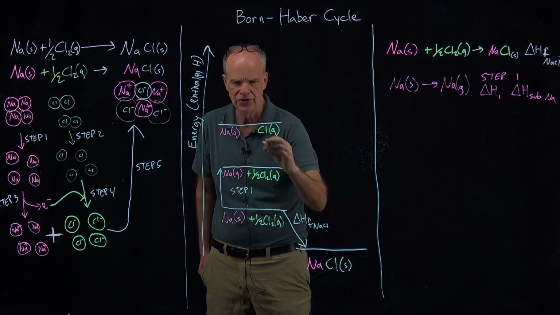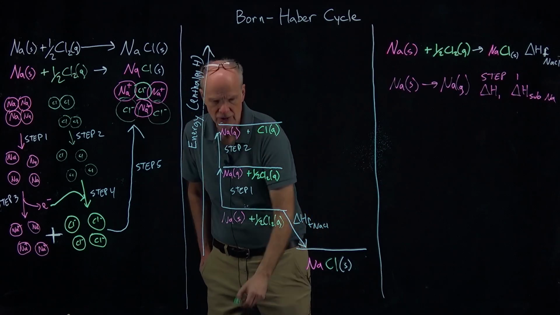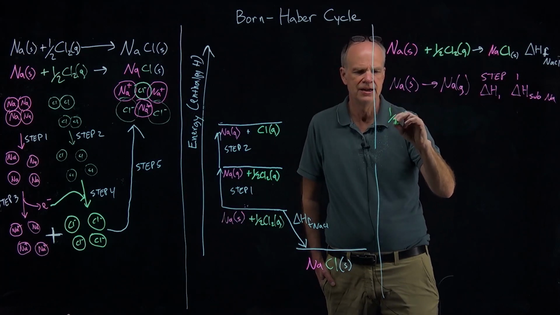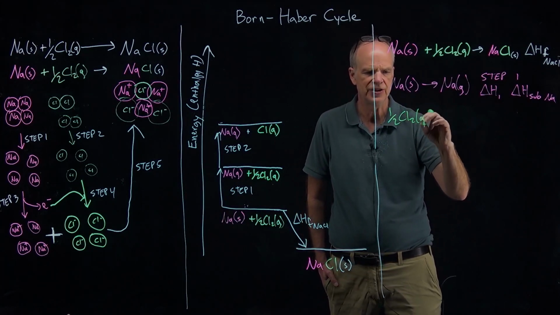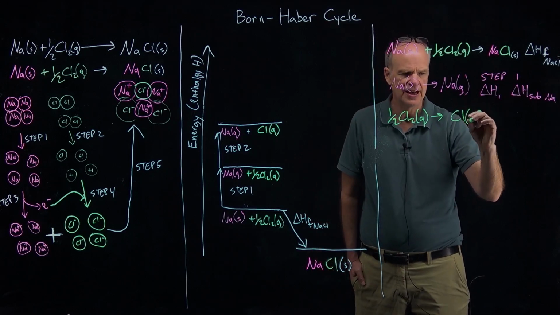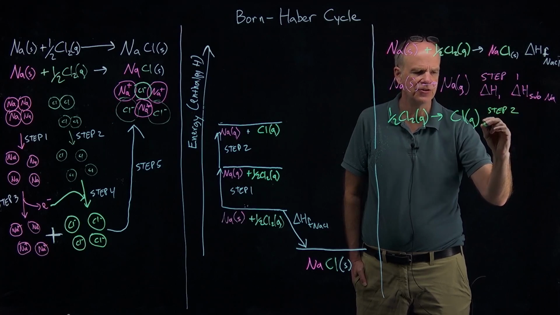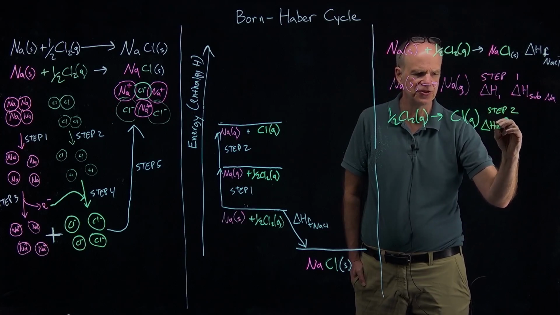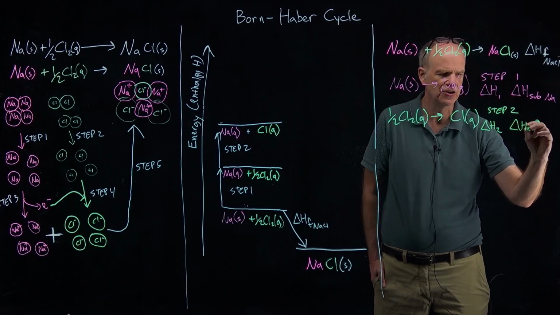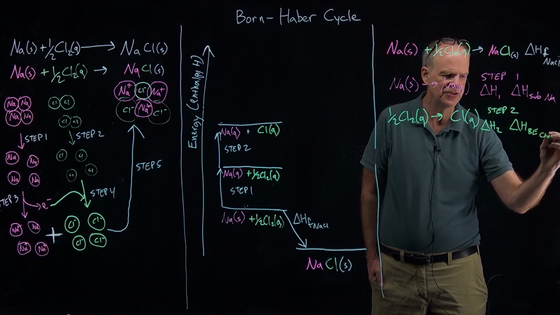So here, this is step 2. Okay, and so let's write out an equation that describes step 2. And so it's going to be 1/2 Cl2 in the gaseous state is going to give you Cl atoms in the gaseous state. And so this is step 2, and this is a change of the enthalpy associated with this change. And so if you want to call this, you can call this the change of the enthalpy associated with the bond energy of diatomic chlorine.